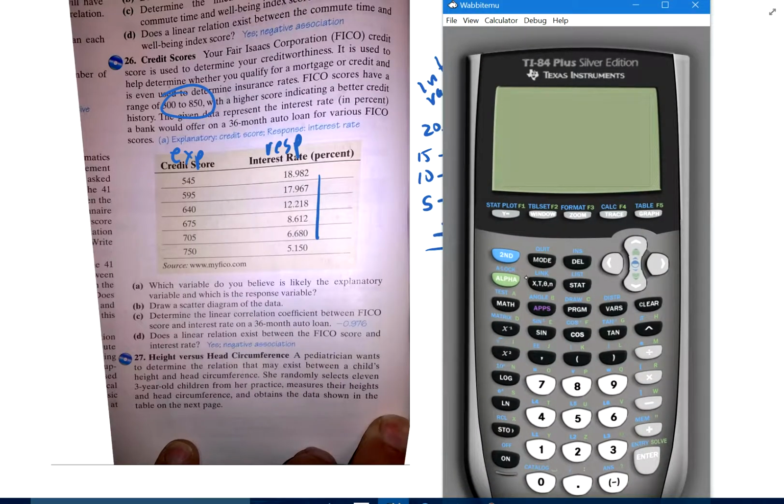So you're going to go to Stat. I'm going to turn it on. Stat. And we're going to put the data in. It's just going to take a quick second here. Alright, so I put my explanatory variable in for X, or L1. And then in L2, 18.92.